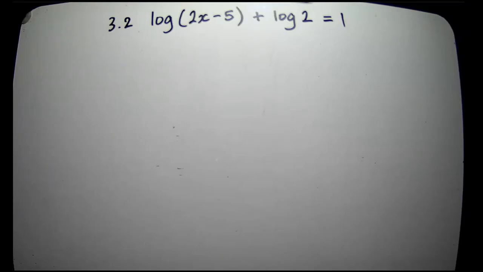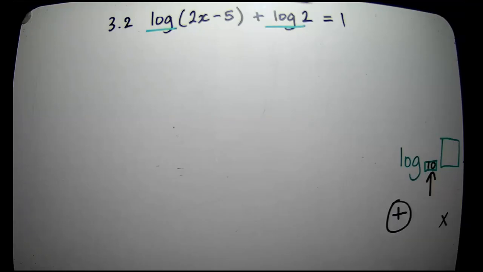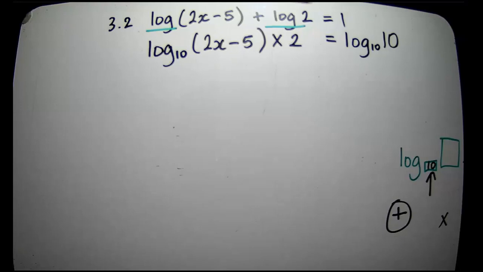Right, in the next one, we have 3.2. Log 2x minus 5 in brackets plus log 2 equals 1. The first thing to note is that both these logs don't have a base. And if they don't have a base, this means it's to the base 10. Now, I can write it with the base 10 if I'd like. And so that's what I've done now.